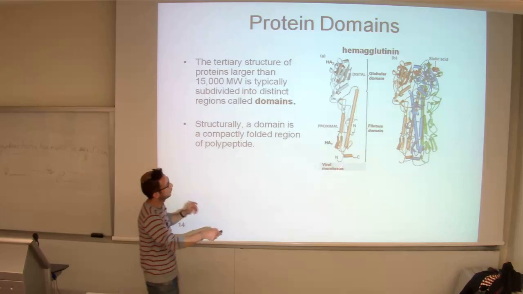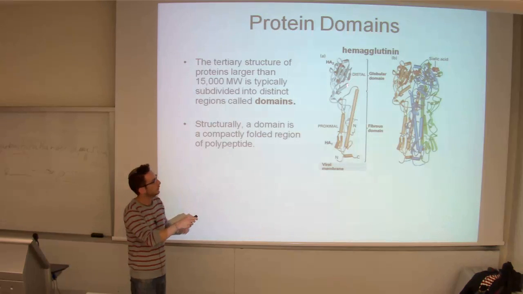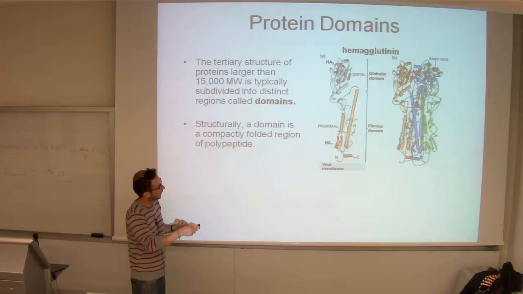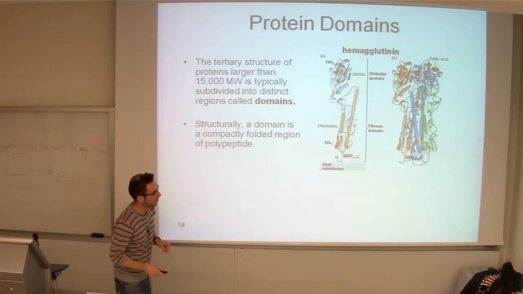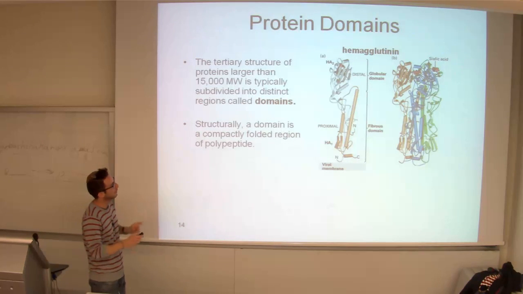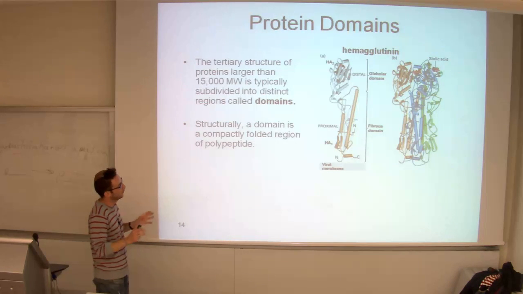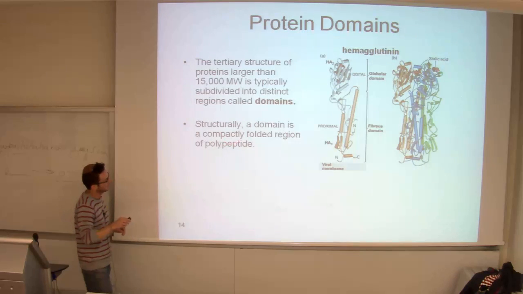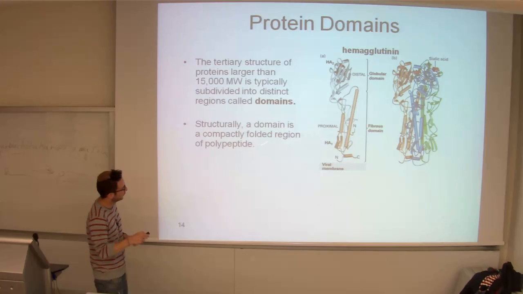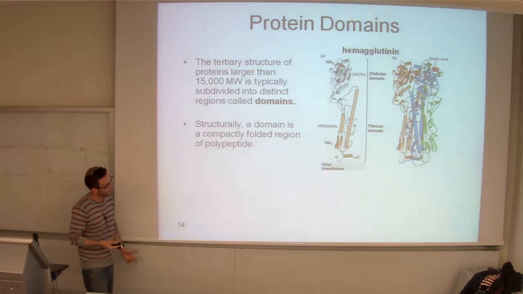Just when biologists look at a protein and say, okay, this looks like a sphere or a globe, so let's call it globular domain, and this looks like a cylinder, so this would be the fibrous domain. We're now looking at the tertiary structure level. And we call distinct regions we see with our eyes domains and give them names. Structurally, here's as close to a definition as we'll get. A domain is a compactly folded region of a polypeptide.